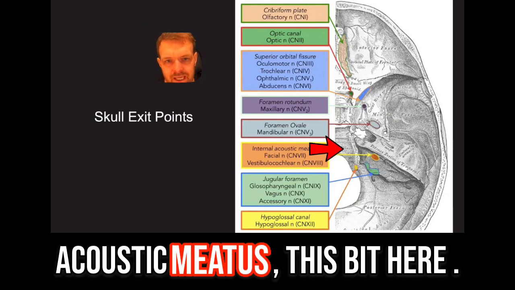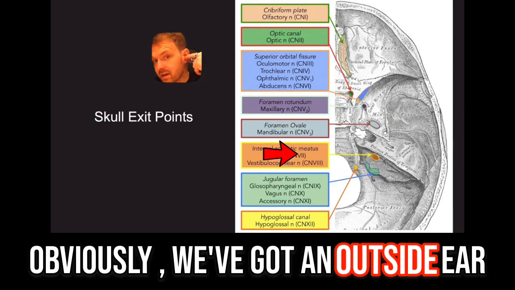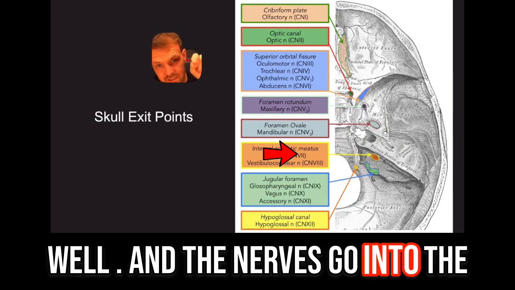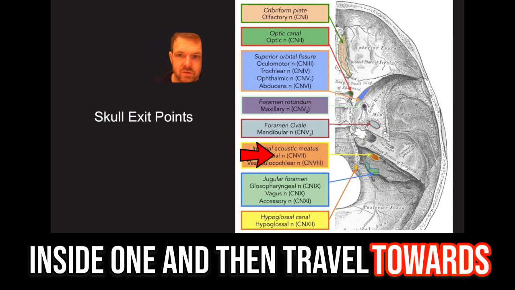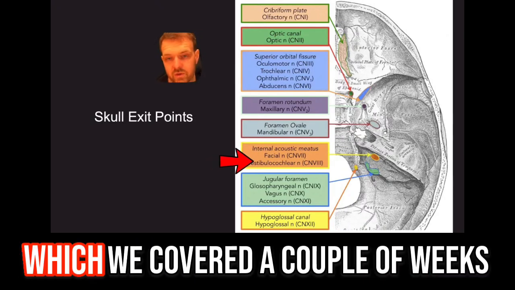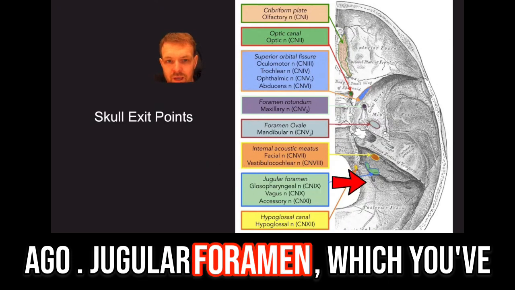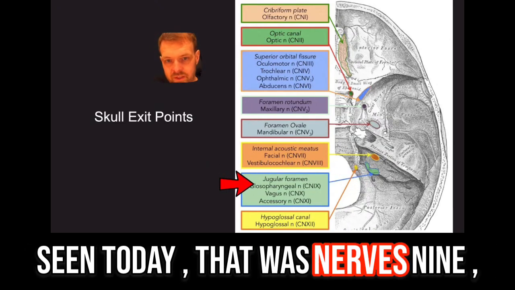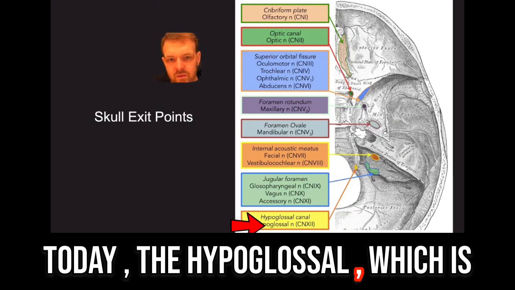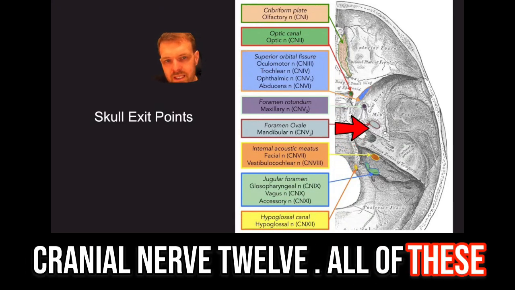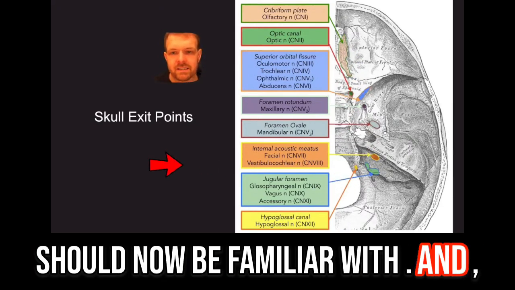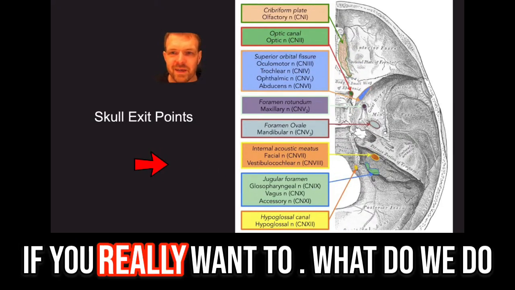Internal acoustic meatus, this bit here. Obviously we've got an outside ear hole, we've got an inside one as well, and the nerves go into the inside one and then travel towards the outside one, and that's your facial and vestibulocochlear nerve, which we covered a couple of weeks ago. Jugular foramen, which we've seen today, that was nerves 9, 10 and 11 going through there, and then that tiny little one today, the hypoglossal, which is cranial nerve 12. All of these little holes in the skull that you should now be familiar with, and you can test yourself on those now if you really want to.